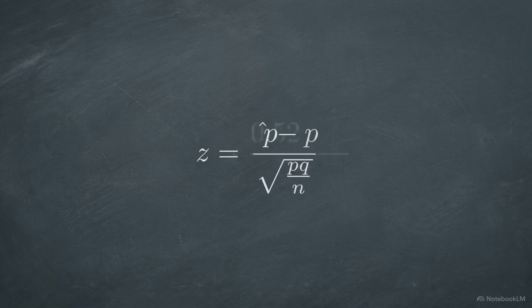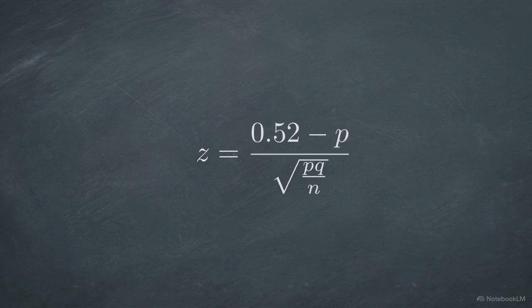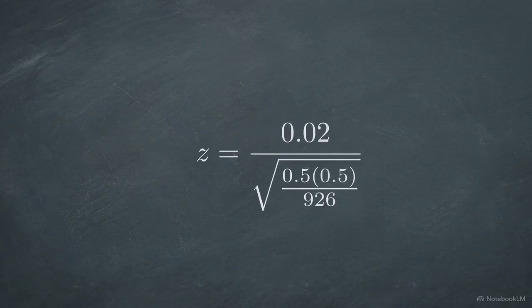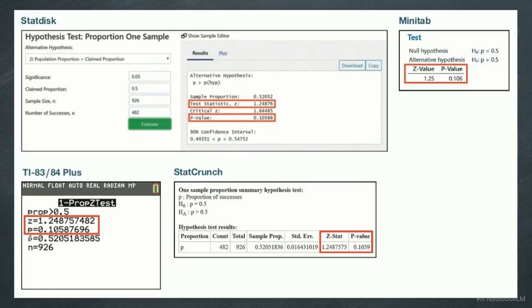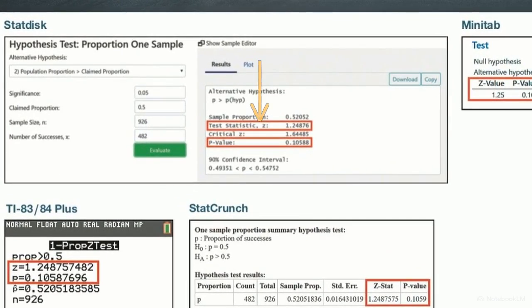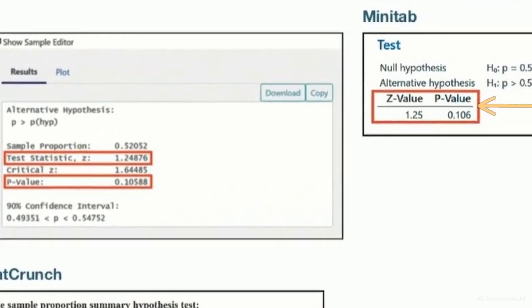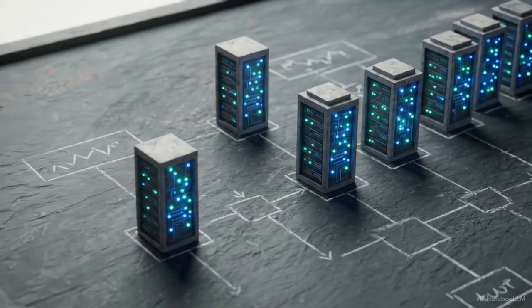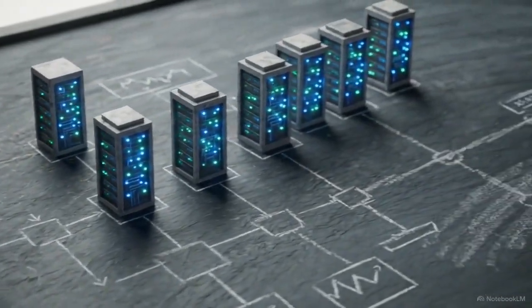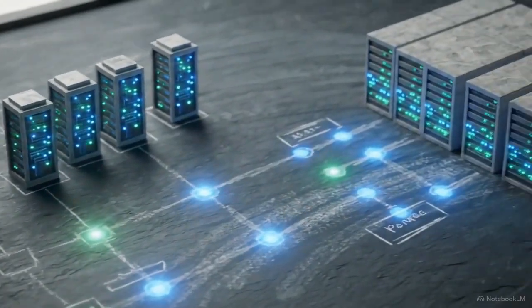If we manually plug our 52% sample proportion and our null hypothesis value of 0.5 into the formula, it yields a test statistic of z equals 1.22. However, modern statistical software calculates this using exact fractions rather than rounded percentages. The outputs consistently return a more accurate test statistic of z equals 1.25. These same programs simultaneously output a precise p-value. Here it is 0.106. This probability will dictate our final decision. Manual calculations provide insight into the mechanics, but these precise technological outputs are the modern standard for executing the test.